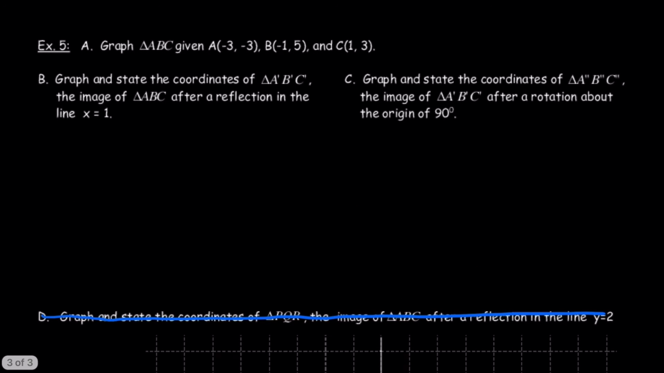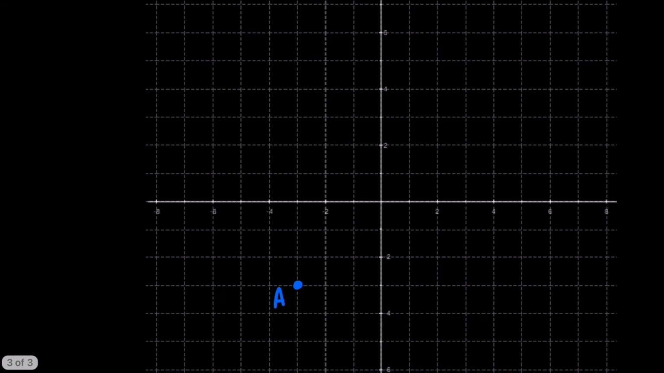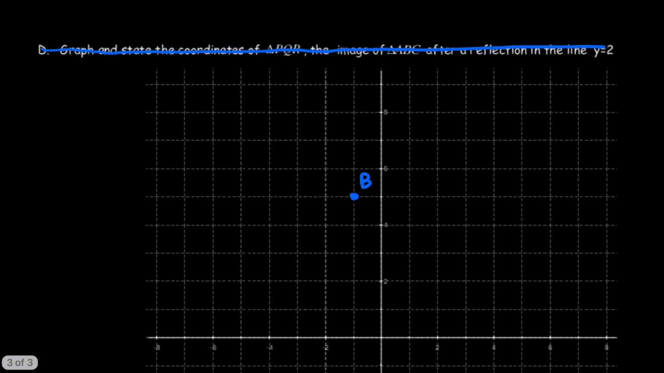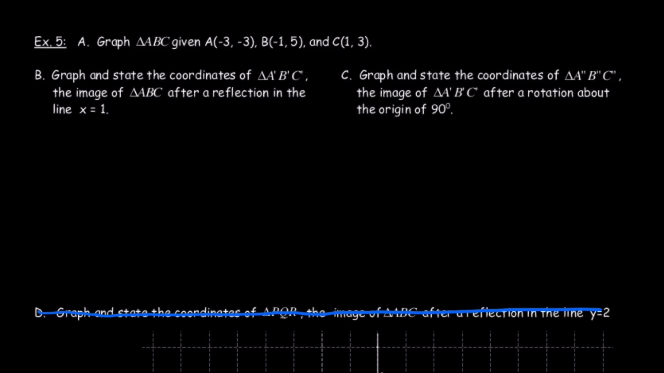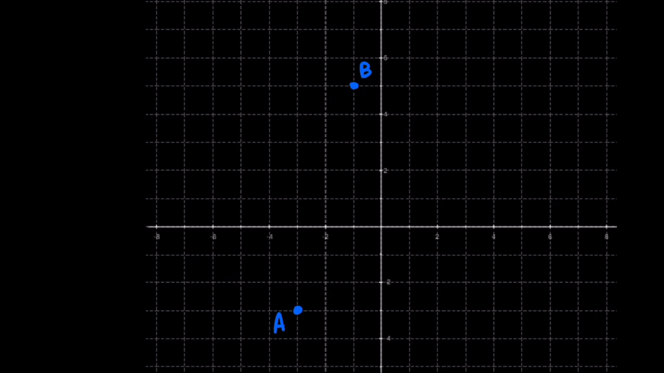B is negative 1, 5. So point B is right here. And C is 1, 3. There's C. All right, so what we want to do now is we want to connect those.